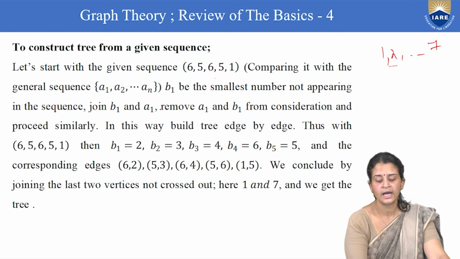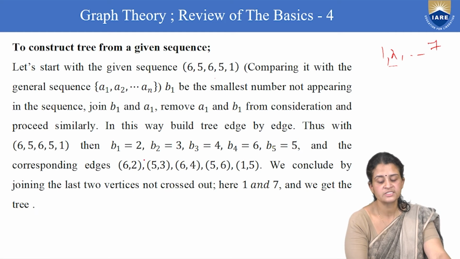And then join B1 and A1, remove A1 and B1 from consideration, and proceed successively like that. Find B2, then add B2 and A2, and so on. Thus we will be getting B1 equal to 2, B2 equal to 3, B3 equal to 4, then B4 equal to 6. Why? Here this 6 has appeared twice. And one more thing will be happening with this 6, and B5 equal to 5.